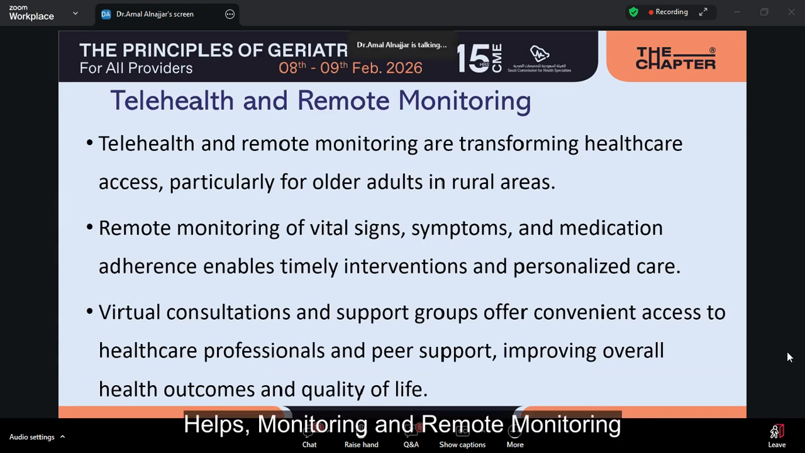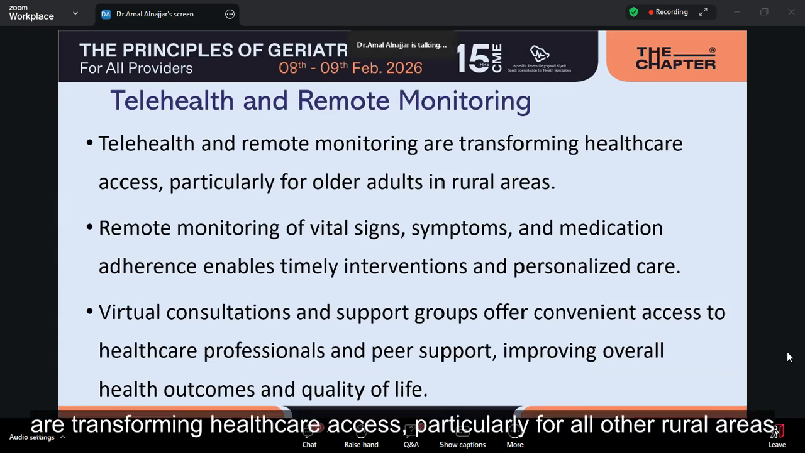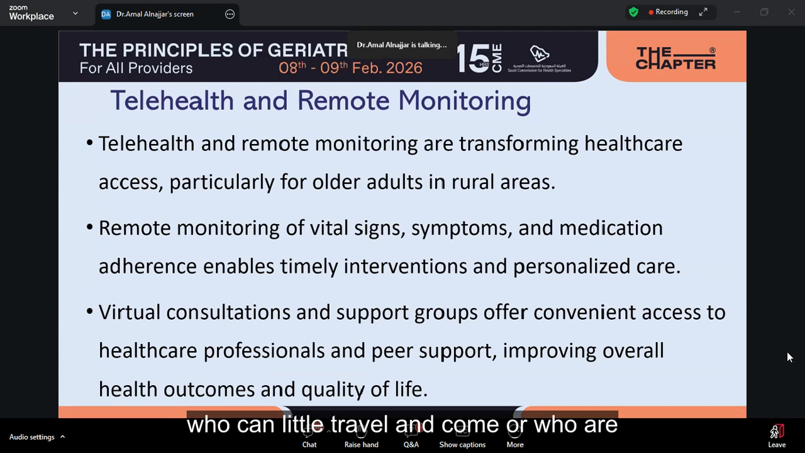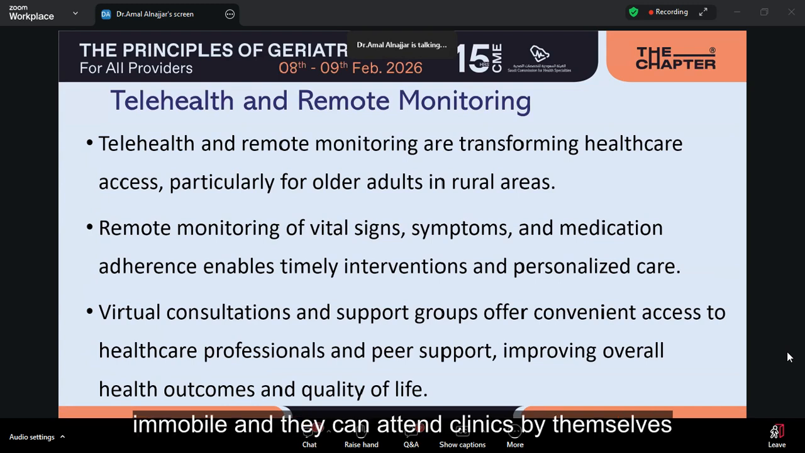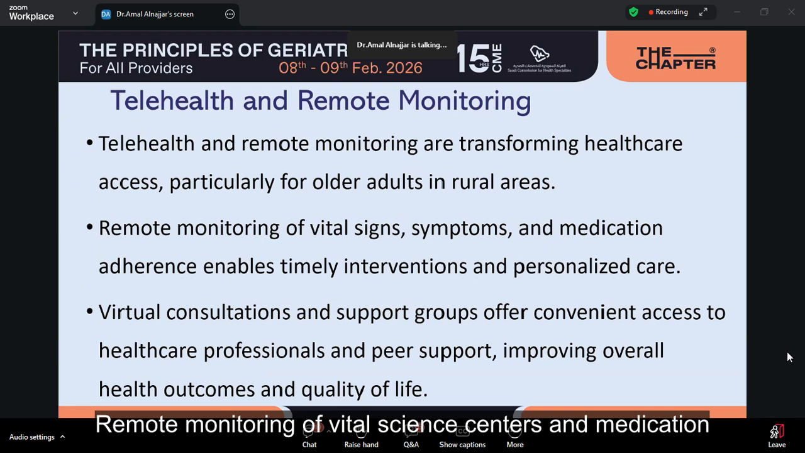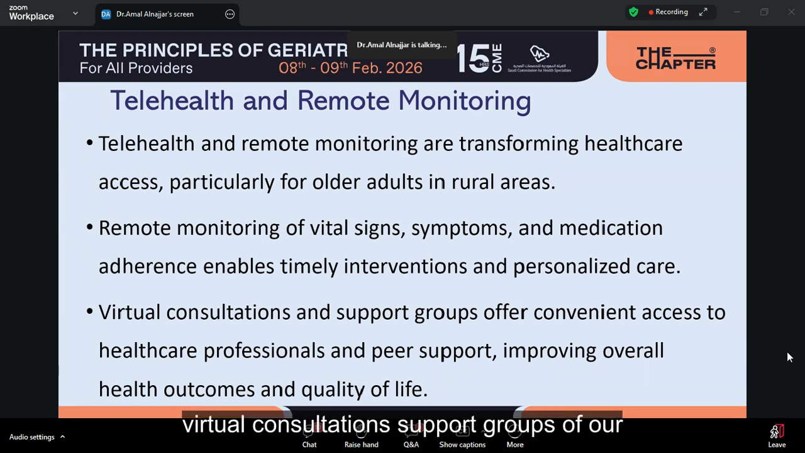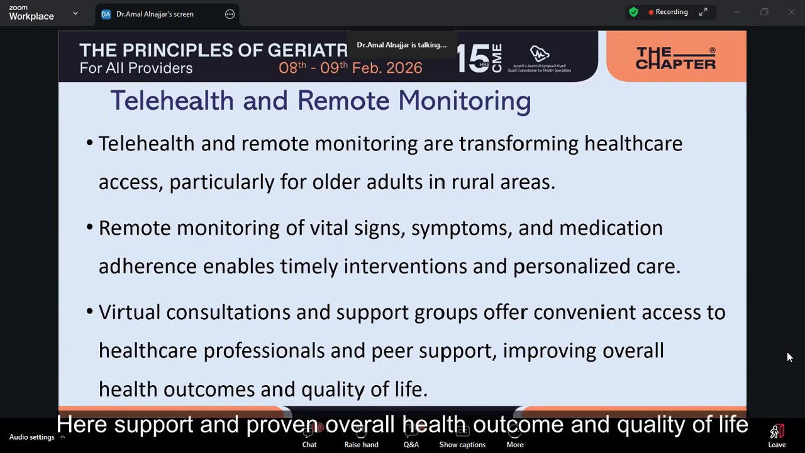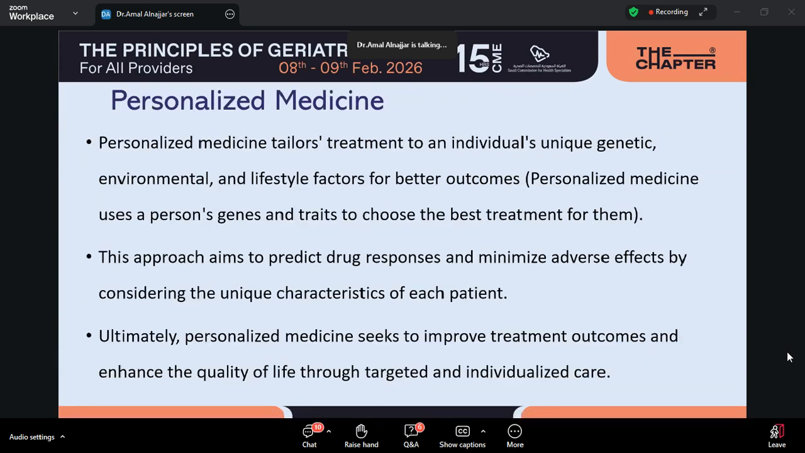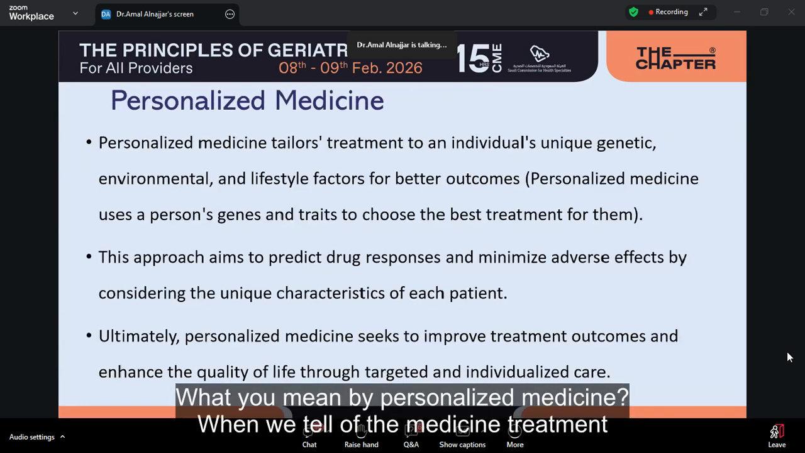Telehealth and remote monitoring are transforming healthcare access, particularly for older adults in rural areas who cannot travel, or who are immobile and can't attend the clinics by themselves. Remote monitoring of vital signs, symptoms, and medication adherence enables timely intervention and personalized care. Virtual consultations and support groups offer convenient access to healthcare professionals and peer support, improving overall health outcomes and quality of life. What do you mean by personalized medicine?